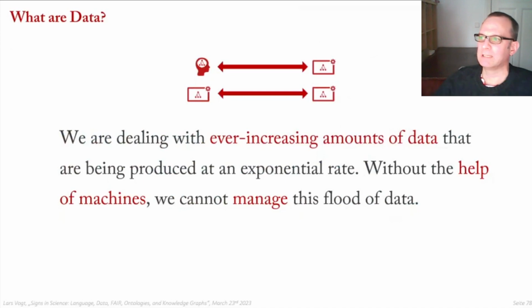Now, if we look at the communication and the use of data, it becomes more and more important that we can do that with machines, and machines can do that with machines. Why? Because we are dealing with ever-increasing amounts of data. And data is produced at exponential rates so that we cannot sift through and take a look at them ourselves anymore. We need the help of machines. So we have to take a look at this communication between machines and between humans and machines.